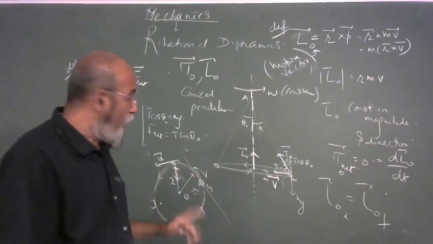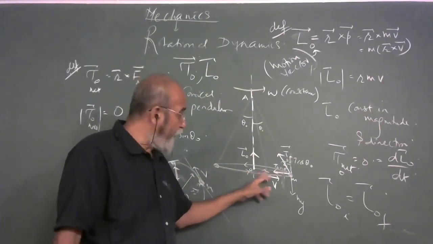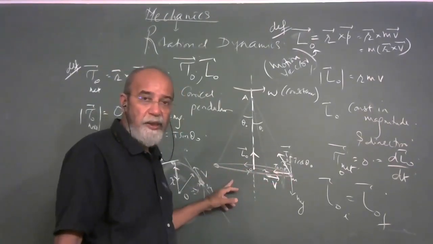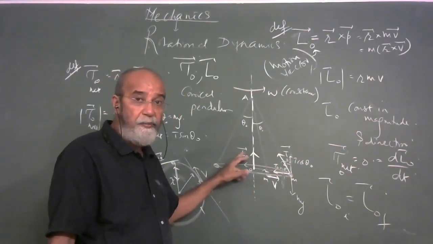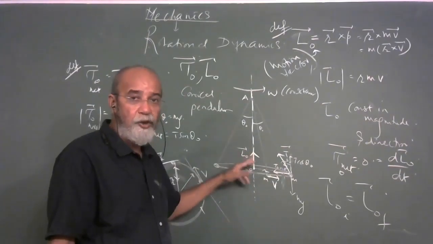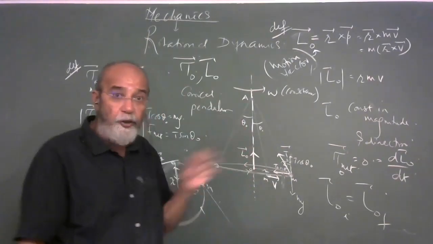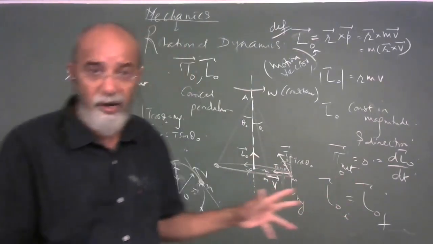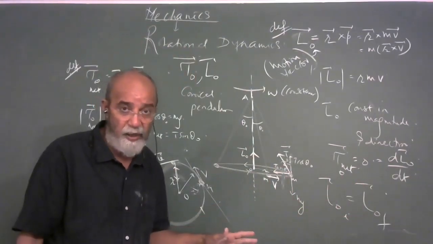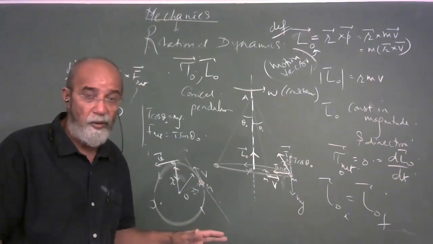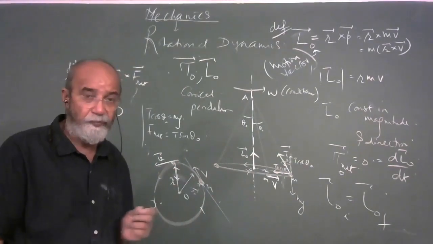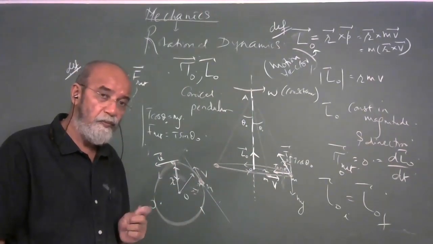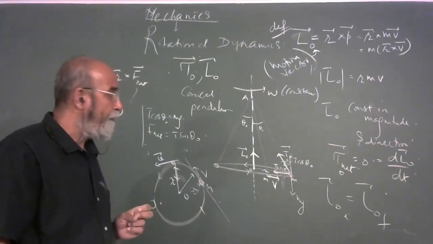So in future, if you get for different positions of the object, L coming out to be constant in magnitude and direction, you can say that the net torque about that reference point is 0. And you might get some unknown parameters which are required by the examiner. Great. Super. Very good.